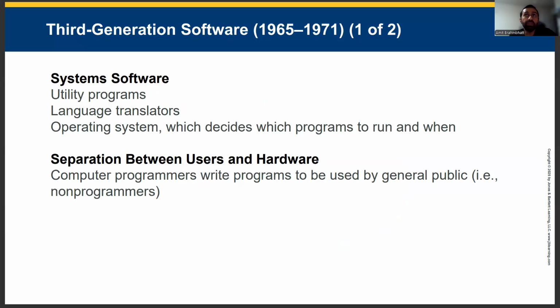Third generation software, from 65 to 71. We saw robust system software: operating systems that schedule programs and manage resources, language translators, and utilities. There is a clear separation between users and hardware, allowing programmers to build software for generalized audiences. This era makes computing more service oriented. The OS provides standardized capabilities and applications target those services instead of bespoke hardware behaviors.